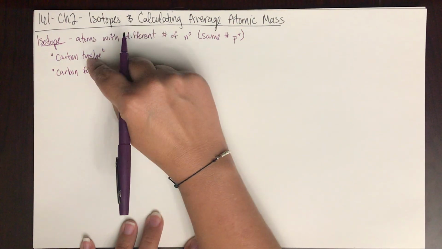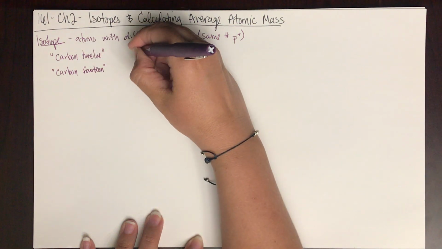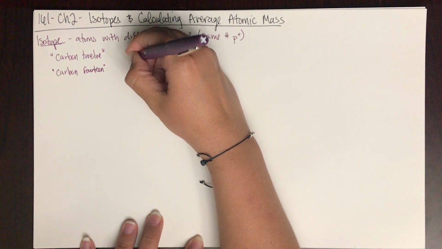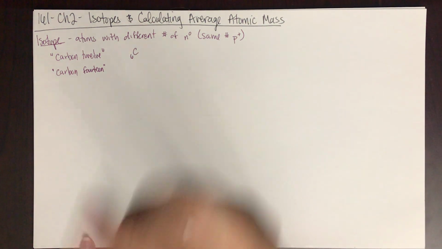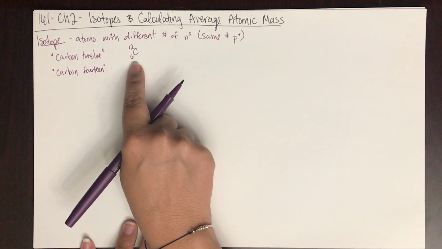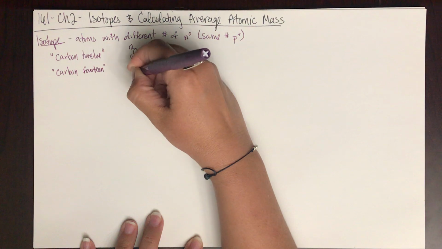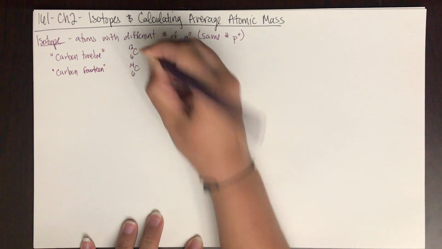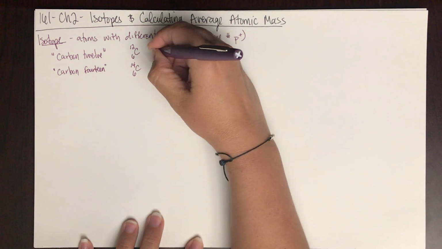Carbon 12 would look like this. The number 12 here gives me the atomic mass. Carbon, I know, is number 6 on the periodic table because it has 6 protons. Remember, the protons never change, but it has an atomic mass of 12. So that would be the nuclide for carbon 12. Carbon 14 would look like this: carbon 6, but up here the atomic mass would be 14. So this is carbon 14 and this is carbon 12.